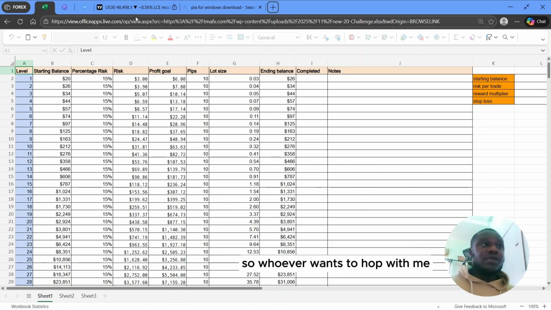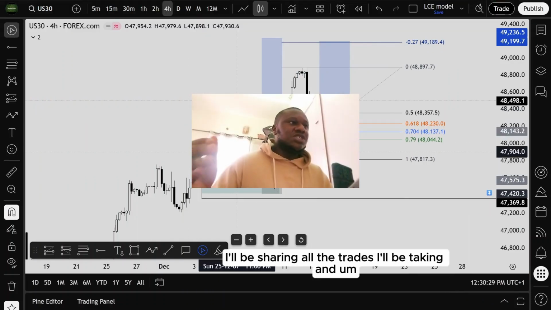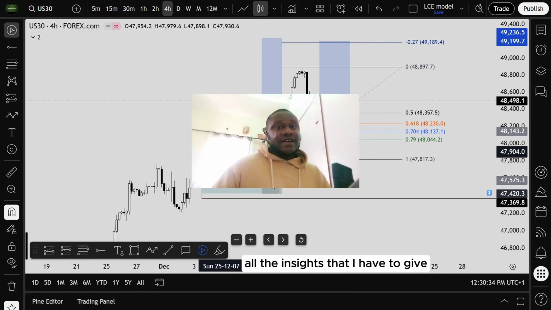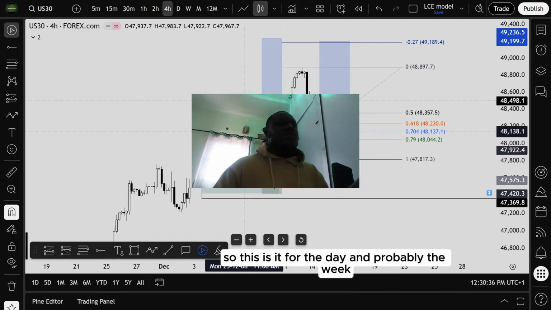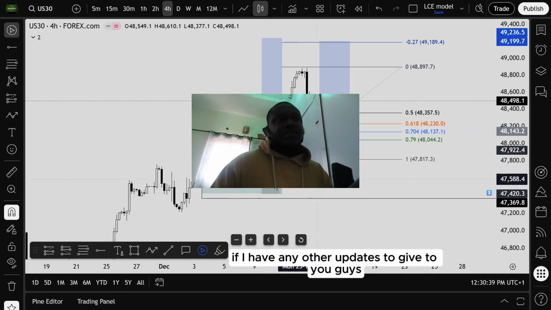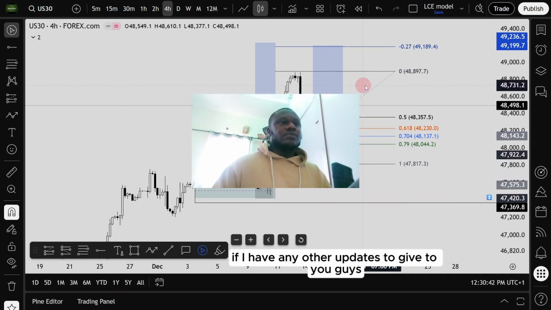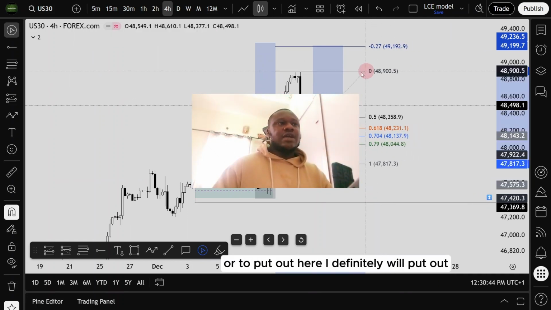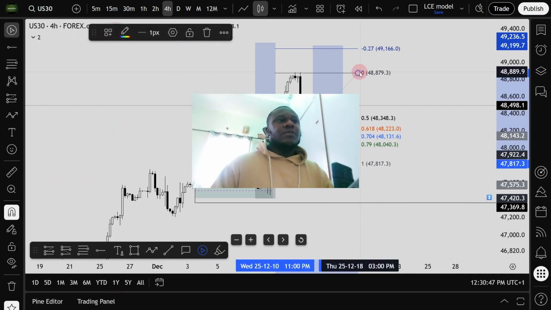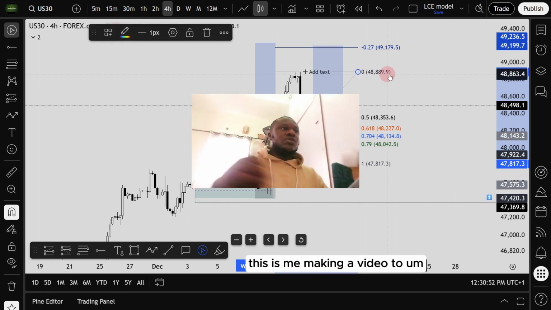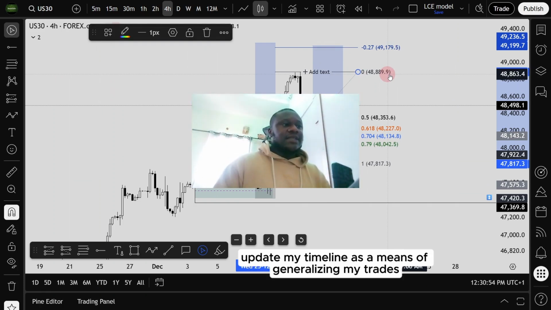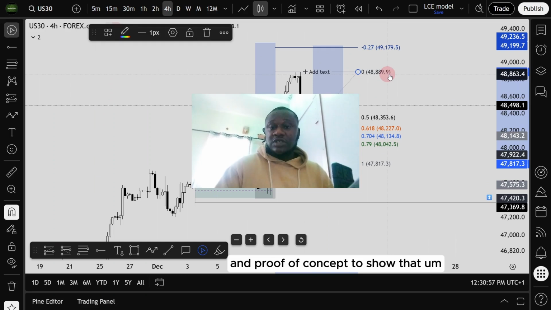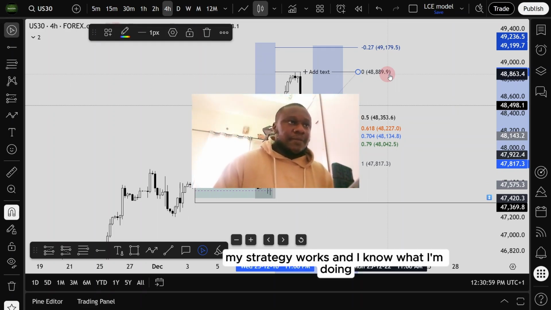So whoever wants to hop with me, feel free to hop with me. I'll be sharing all the trades I've taken and all the insights that I have to give. So this is it for the day and probably the week. If I have any other updates to give to you guys or to put out here, I definitely will put it out. So once more, this is me making a video to update my timeline as a means of journaling my trades and proof of concept to show that my strategy works and I know what I'm doing.